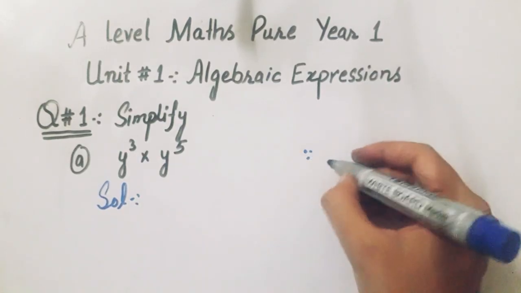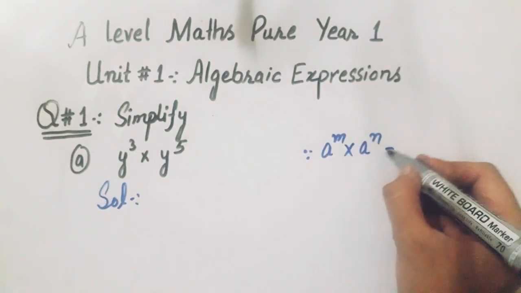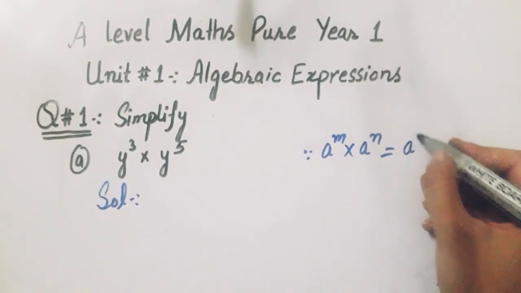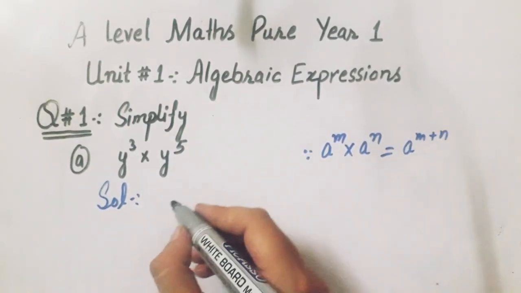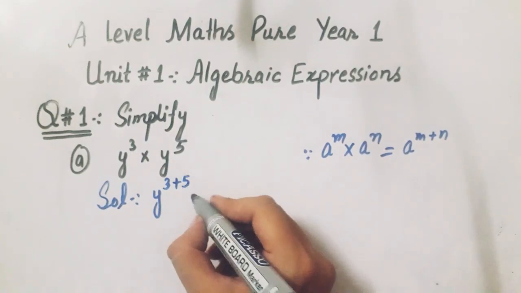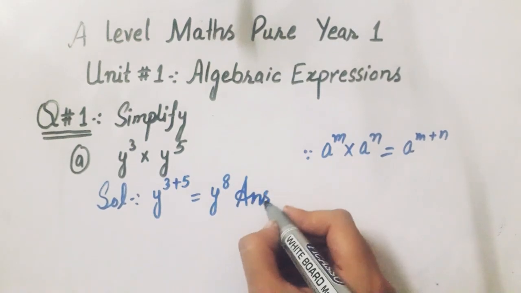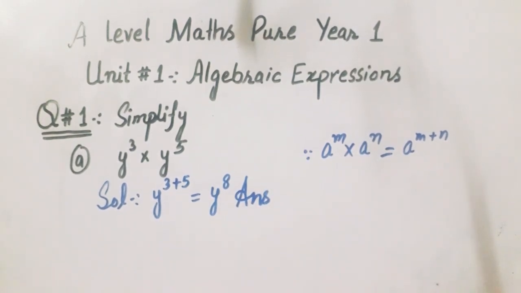Here we apply the log rule: a power m multiply a power n, according to the power law, is a raised to power m plus n. So this will become y power 3 plus 5, that means y power 8. So this will be the answer. Now we will solve the B part.